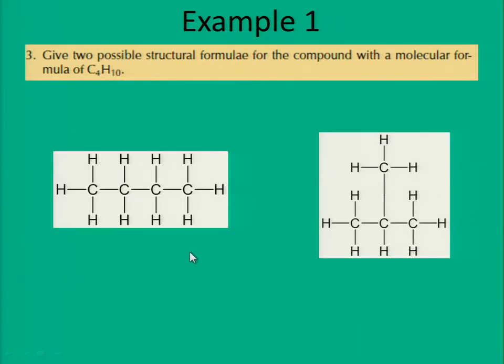Give two possible structural formulas for the compound with a molecular formula C4H10. So now they give you the molecular formula and they want the structural formula, which means you need to show all the bonds. So it can either be 4 carbons in a chain or 3 carbons with a branched CH3 group there.